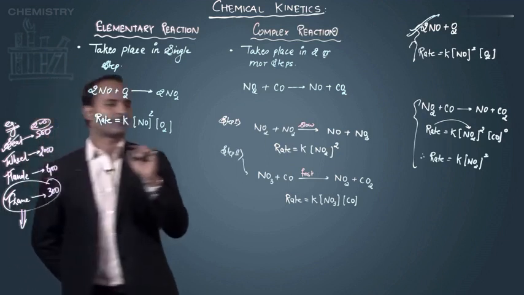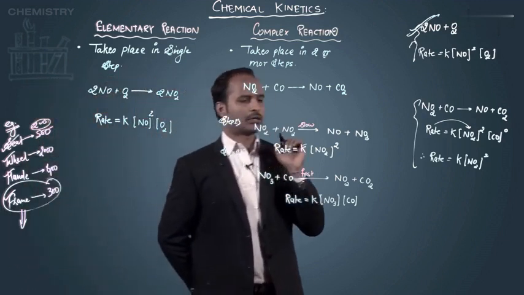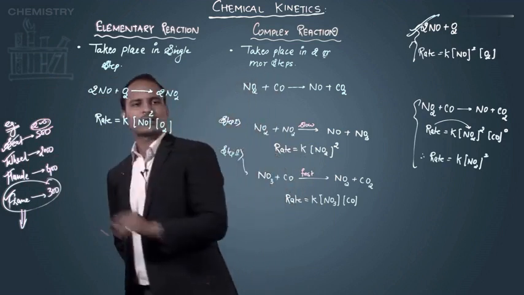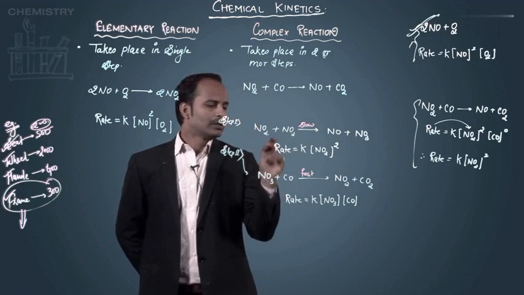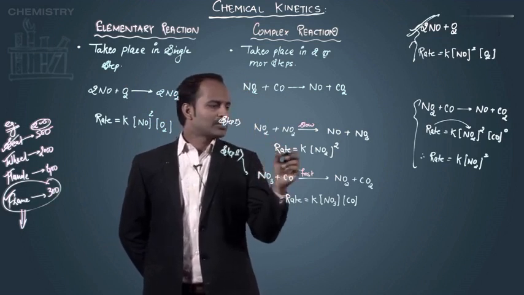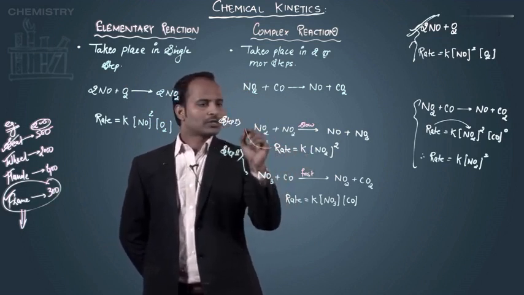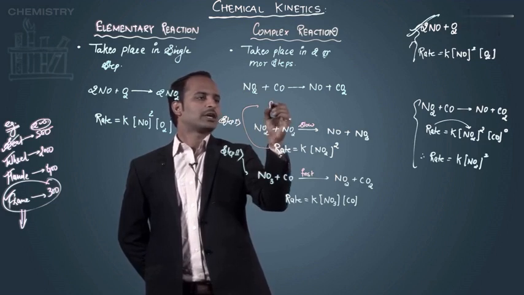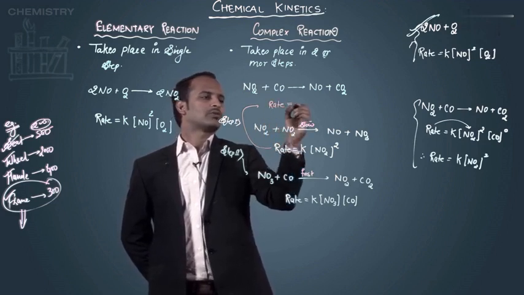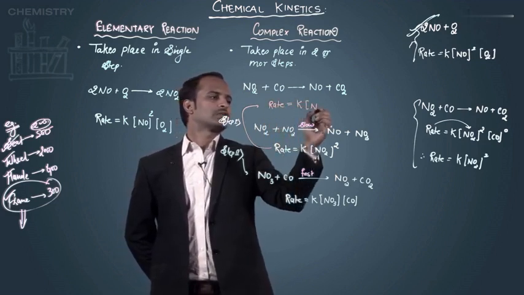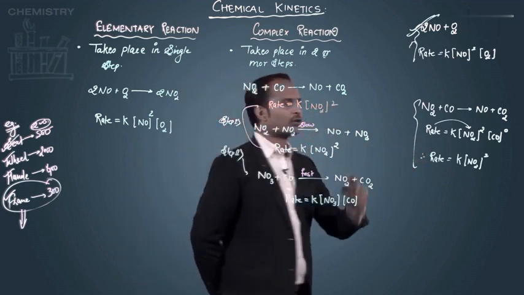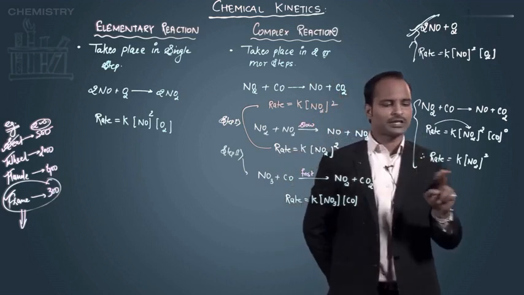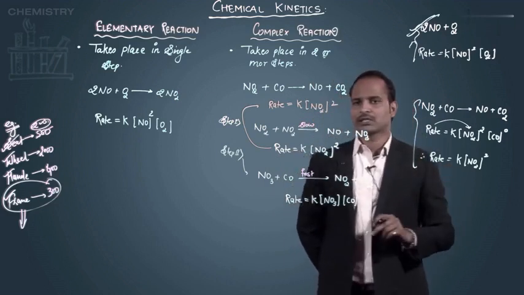In the same way I can say the rate of main reaction depends upon the rate of the slowest step. So the rate of this slowest step is equal to K into NO2 whole square. So the same rate will be for the main reaction also, that is rate is going to be equal to K into NO2 whole square. And that's why we are having the same rate law for this particular reaction.